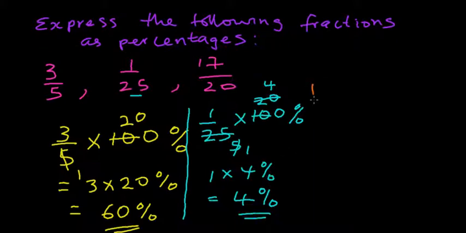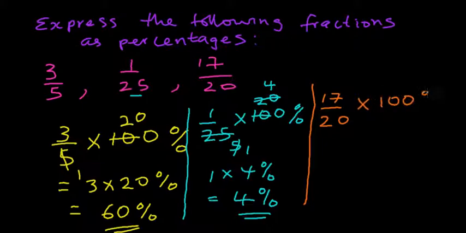The last fraction, 17 over 20. You multiply it by 100%. 0 cancels 0. Then 2 in here 1, 2 in 10 gives us 5. So we are left with 17 times 5%. 17 times 5 gives us 85%.